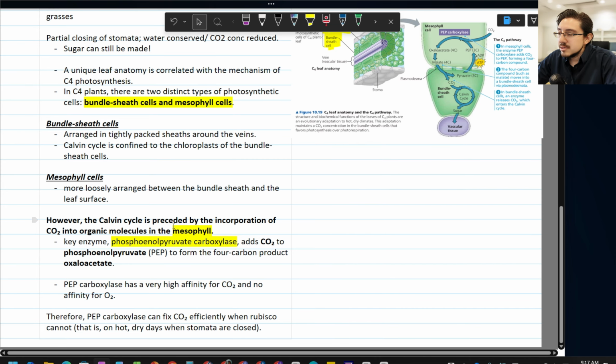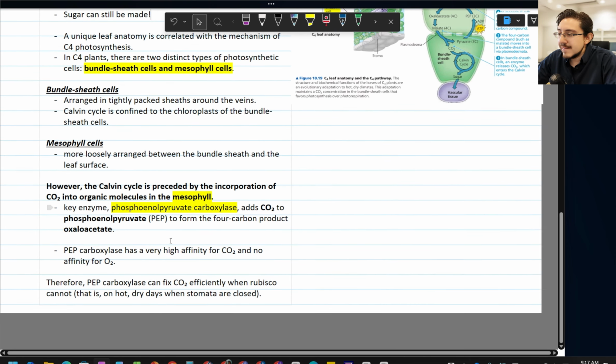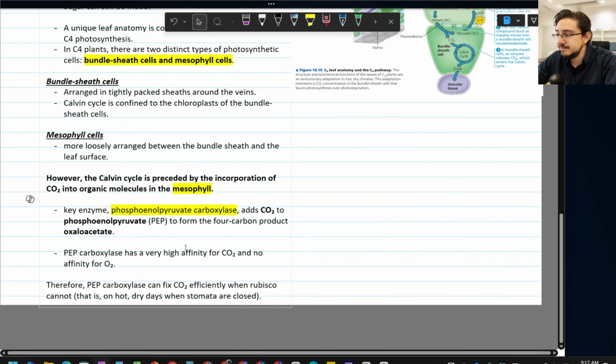One thing we need to be critical about is this following part, highlighted in black and yellow. The Calvin cycle is preceded by the incorporation of carbon dioxide into organic molecules of the mesophyll. So what's happening in particular? Let me put some space so you can distinguish there. Into the mesophyll.